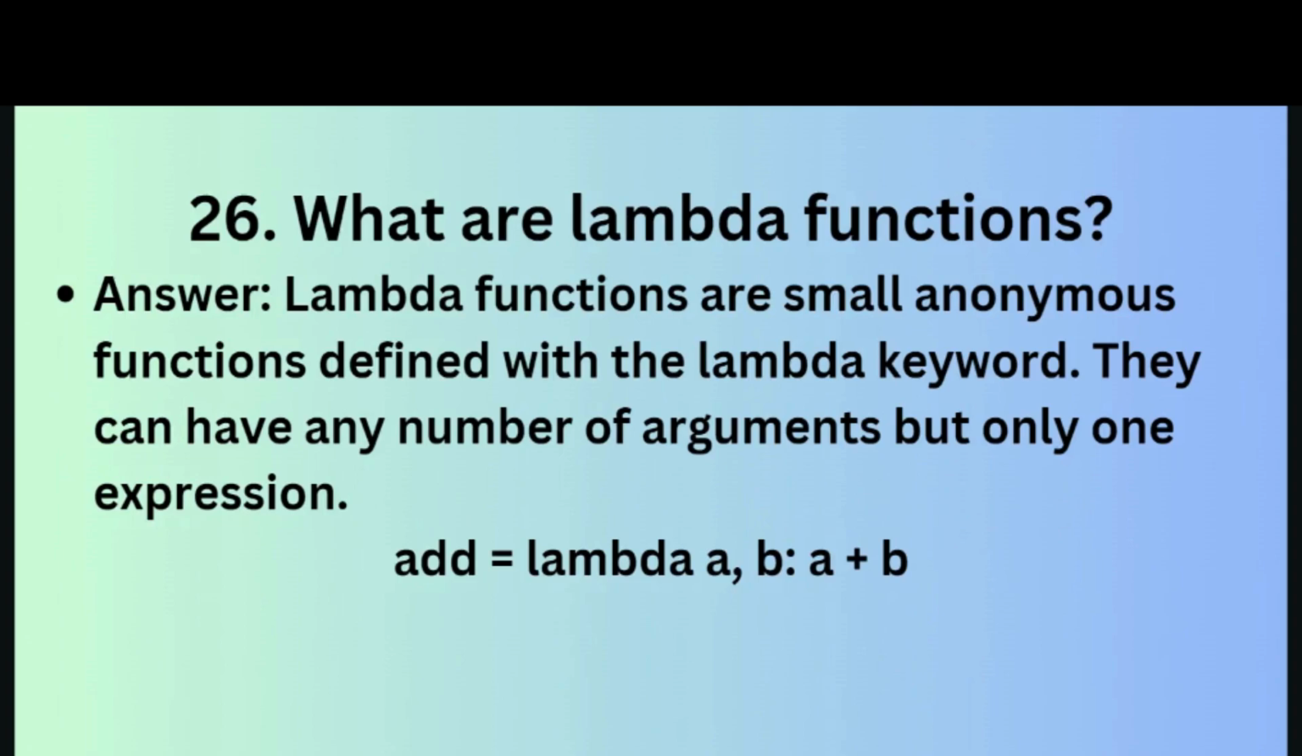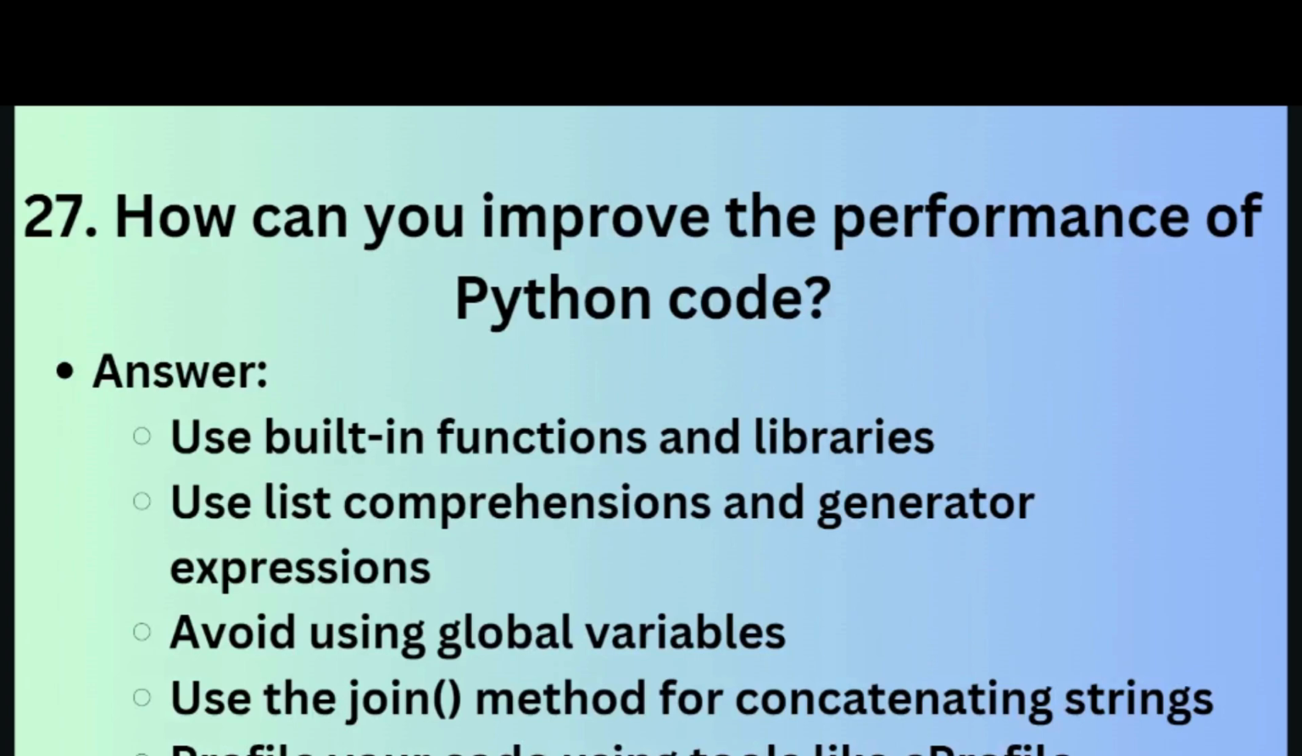Next, what are lambda functions? Lambda functions are small anonymous functions defined with the lambda keyword. They can have any number of arguments but only one expression. Below is the example: add equals lambda a, b: a plus b. This is the example of how to write a lambda function.